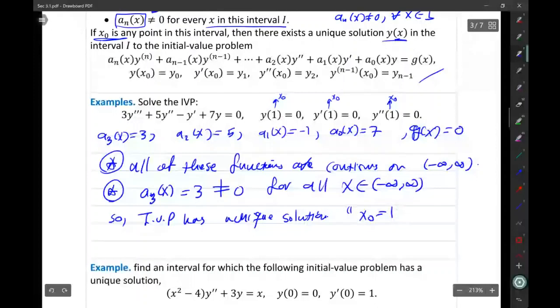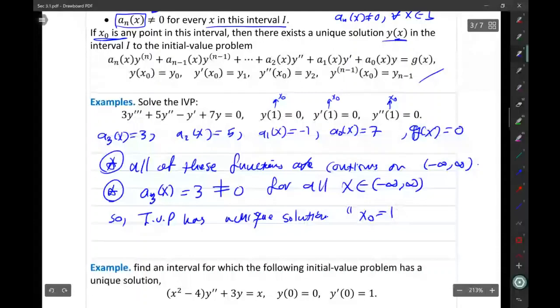Let us ask the question in another way. Find an interval for which the following initial value problem has a unique solution. I need to find out the interval. First of all, x naught here is equal to 0. This is a second order equation. That means a2(x) is equal to x squared minus 4, a1(x) is equal to 0, a0(x) is equal to 3, and g(x) is equal to 8.